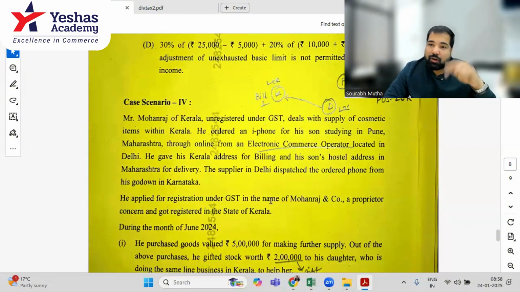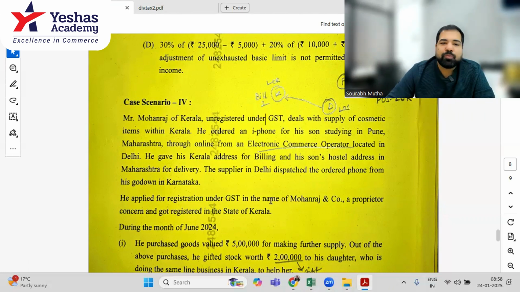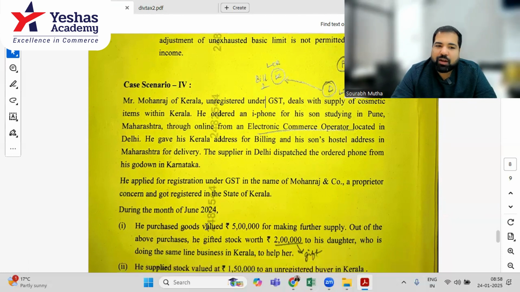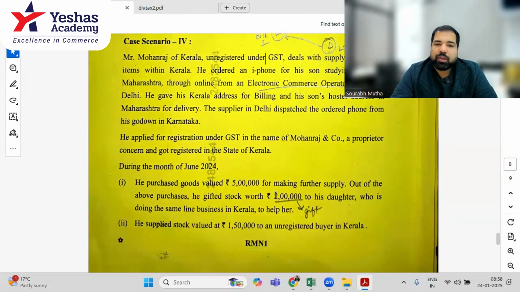So he has registered now under GST, but as a proprietor. Proprietor means a single individual doing a business. And he got registered in the state of Kerala. During the month of June 2024, that is after being registered, he purchased goods worth 5 lakh. On purchase, you can get credit. Yes, ITC, if you remember the shortcut.